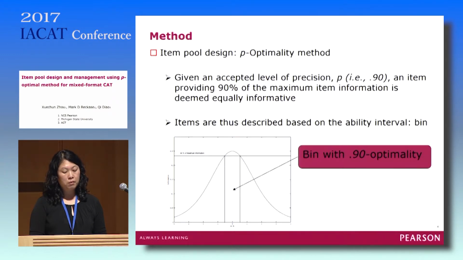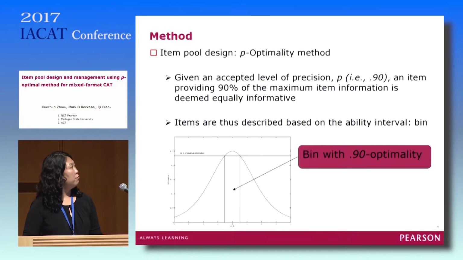In this study, the method that you use is the p-optimality method, which is the same as the bin and union method, just different terms. That is my understanding, as in Wei's presentation. So in the p-optimality method item pool design, given an accepted level of precision p, for example 0.9 here, an item providing 90% of the maximum item information is deemed equally informative, and items are thus described based on the ability interval bin.